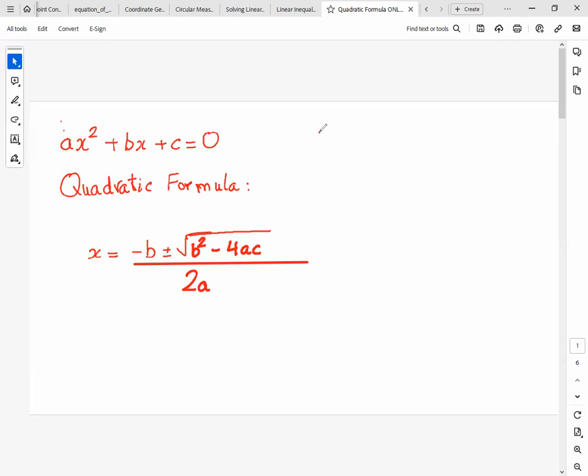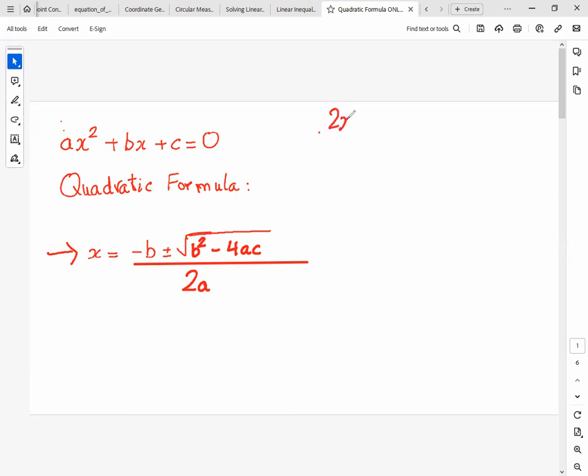In this video, we will learn how to apply the quadratic formula and solve quadratic equations using this quadratic formula. So the first thing is your equation should be in the form ax² + bx + c = 0, and the quadratic formula is given below over here. Now, the most important thing is that you should be able to write the equation in ax² + bx + c = 0 form.